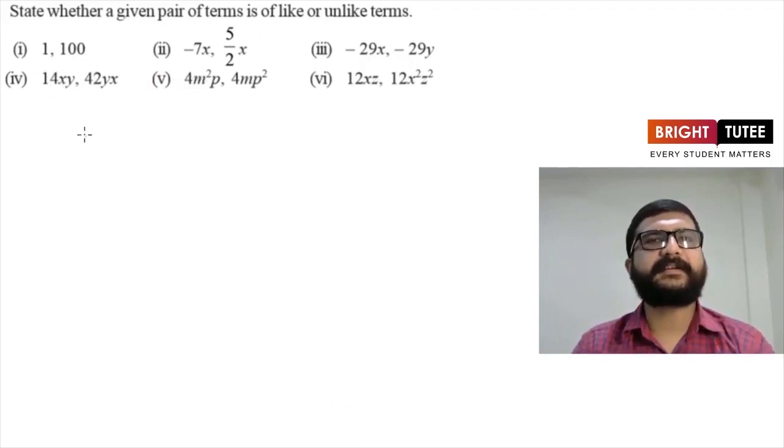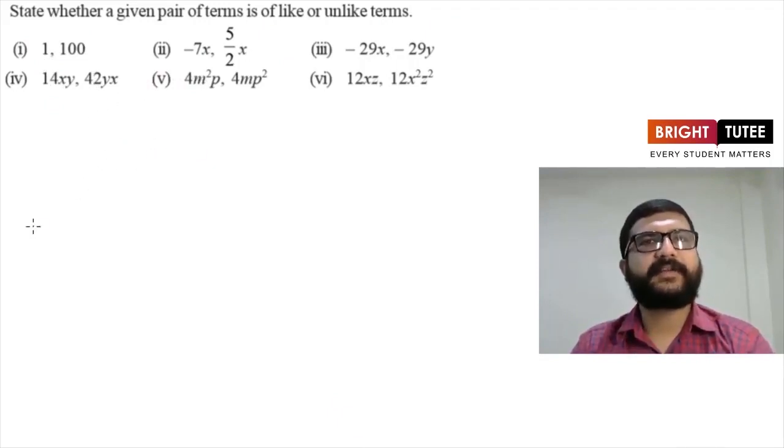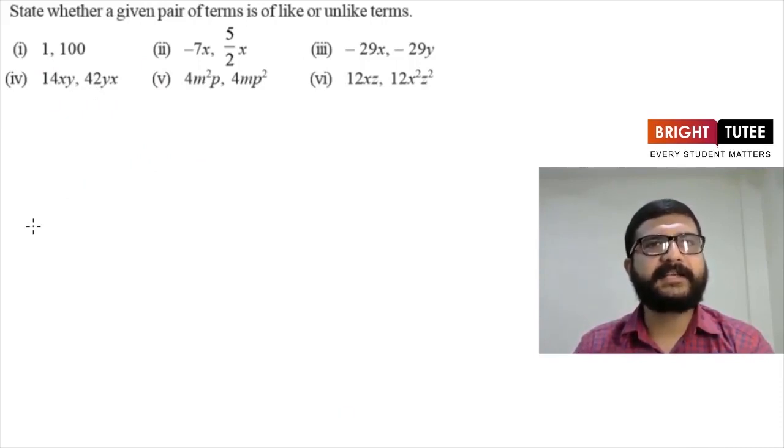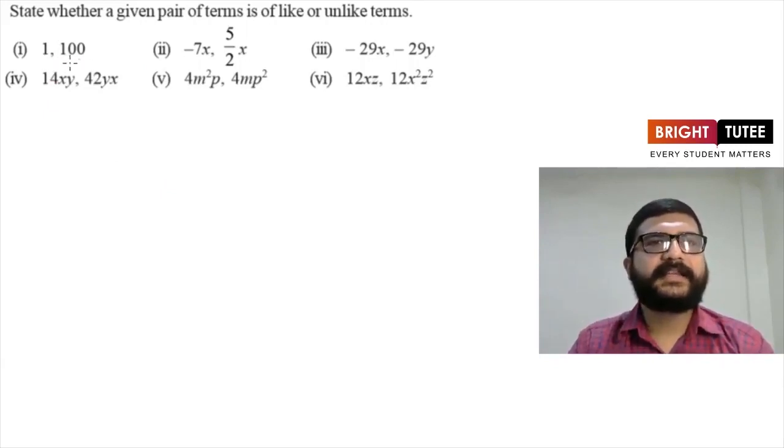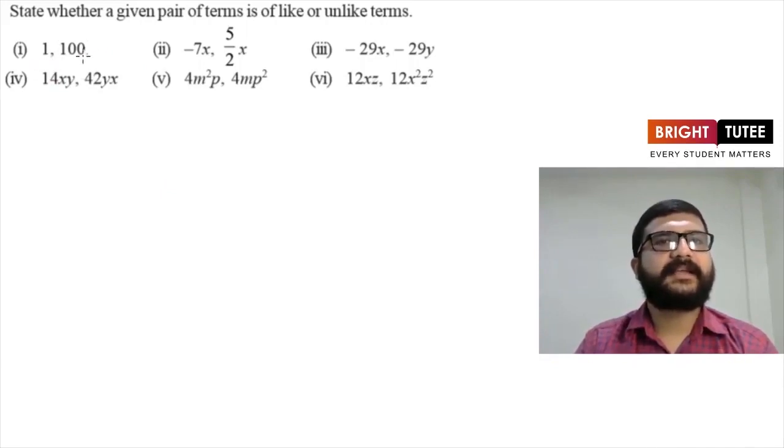Now how do we check whether the terms are like terms or not? We have to check their algebraic factors. If their algebraic factors are exactly same, then it means terms are like terms, otherwise they are unlike terms. So let's see for the first one. For the first one, there is no algebraic factor in both the terms, so it means these terms are like terms. So here for the first one we are having like terms.